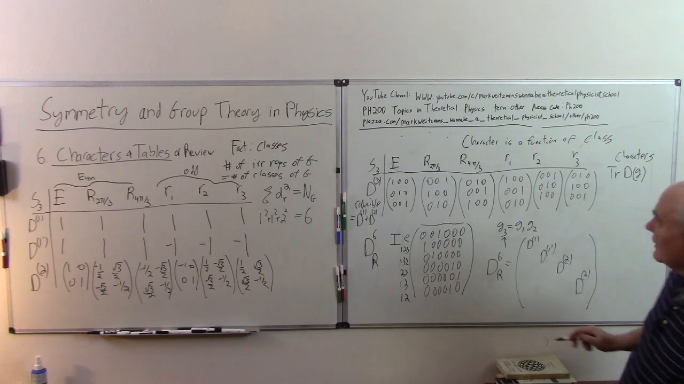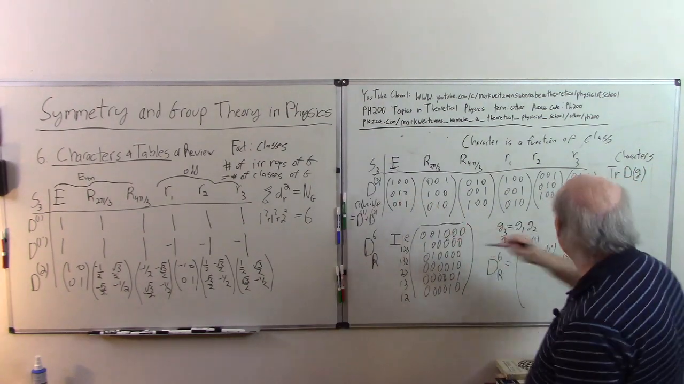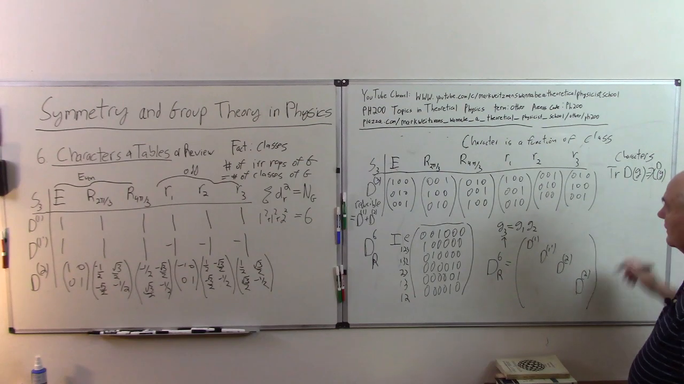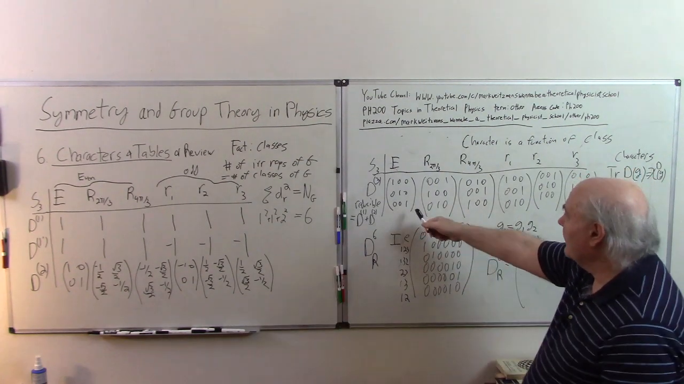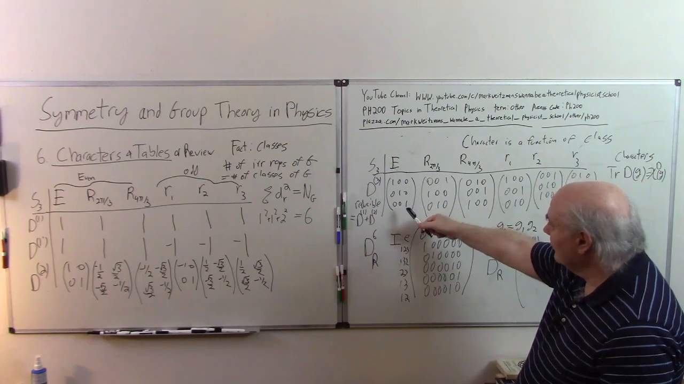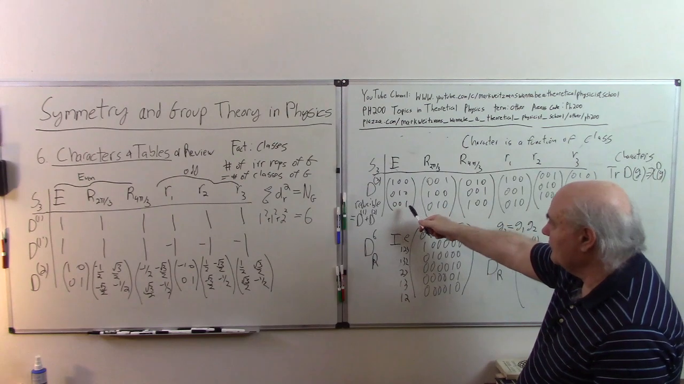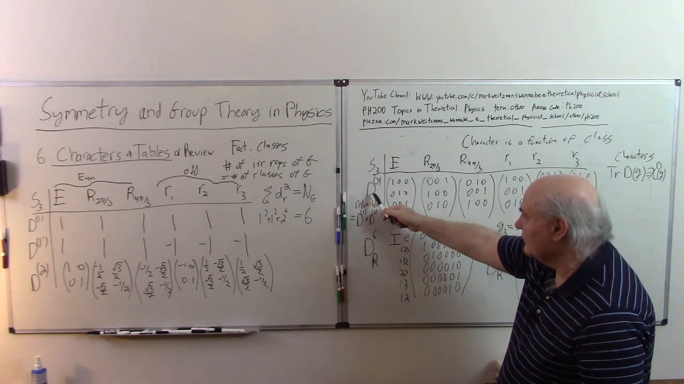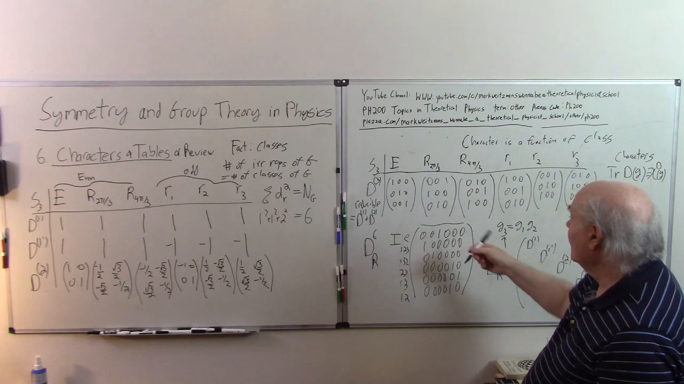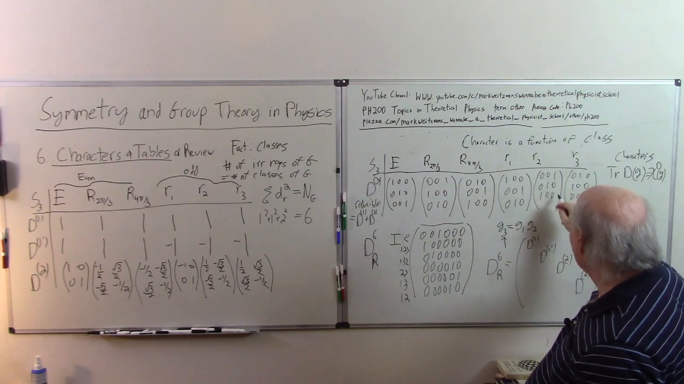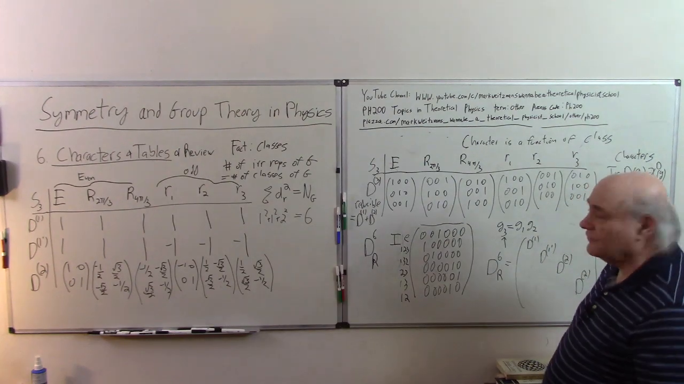So, for instance, the character in S3, and they're usually denoted by a letter called chi_D(G). For instance, this element, the identity element, would have a character of 3. And it's pretty obvious that the character of the identity element in a group is always equal to the dimension of the representation. This has characters 1, 1, and 1. And that tells you something right away.